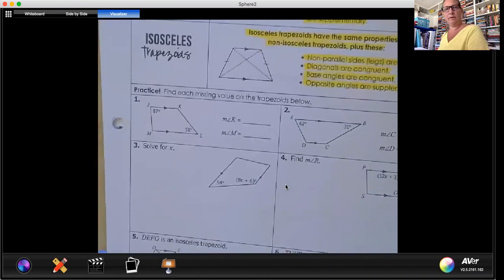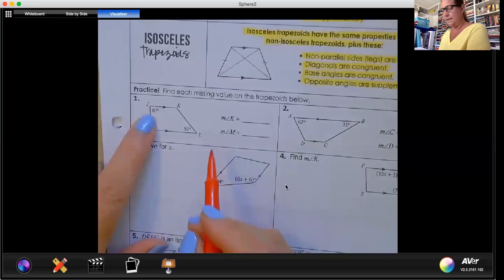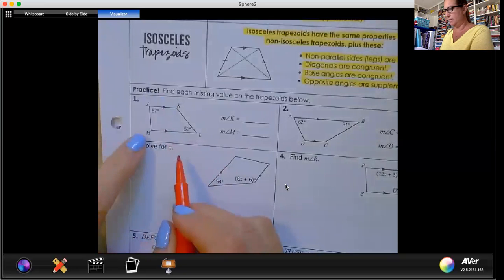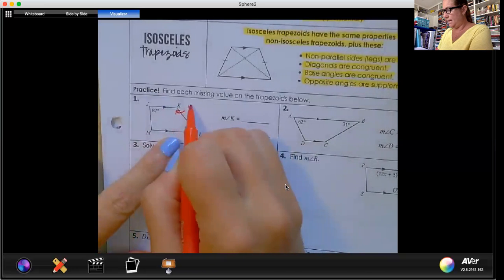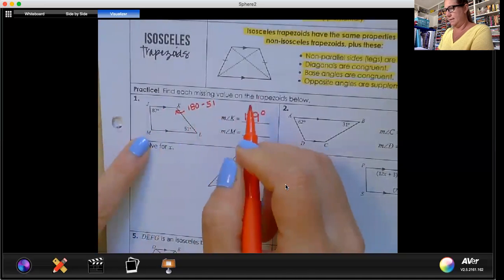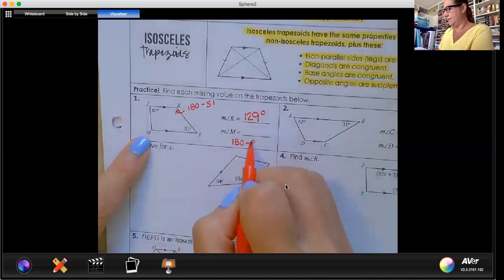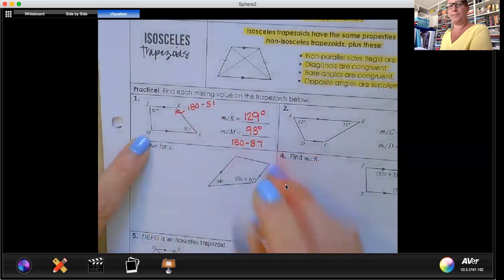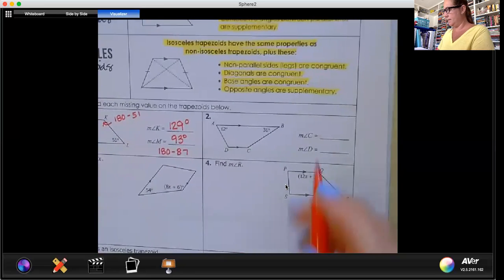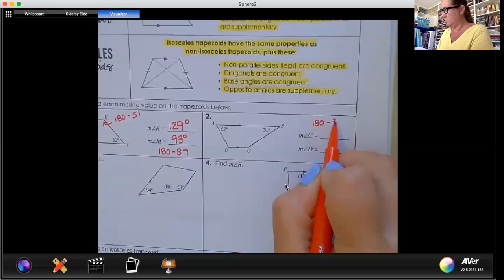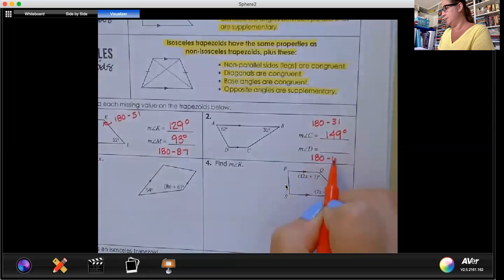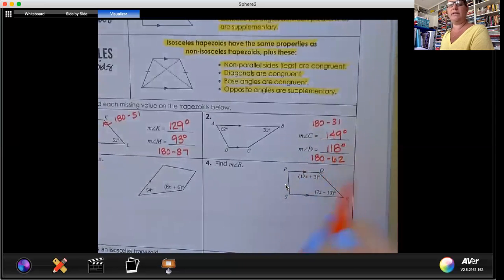So as we look here at problem number 1, we see that we have an 87-degree angle, we have a 51-degree angle, and we have parallel sides here. So what we're going to do to find K is 180 minus 51, which is 129 degrees. And to find M, we're going to do 180 minus 87, which is 93 degrees. And for problem number 2, to find angle C, we're going to do 180 minus 31, which is 149 degrees. And to find angle D, we're going to do 180 minus 62, which is 118 degrees. Pretty simple, right?